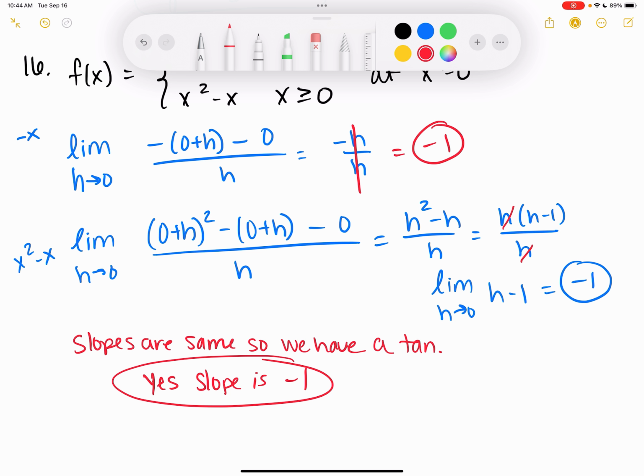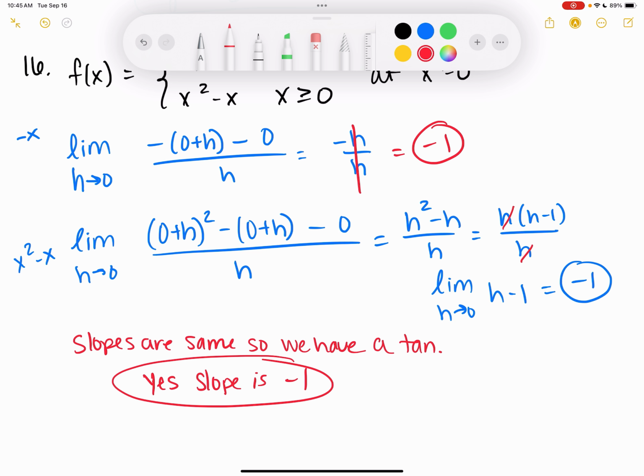Let's see. Do I want to do that one? I'm going to skip that one for right now.